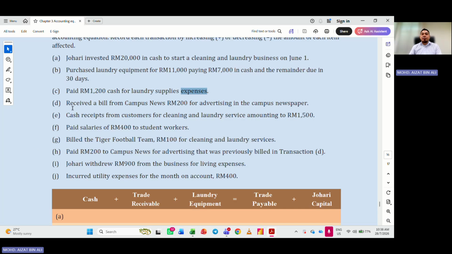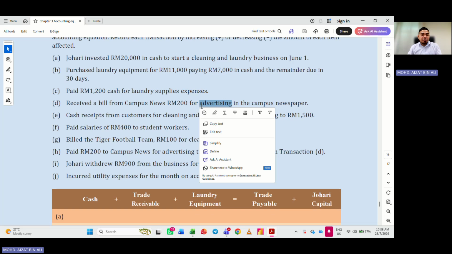Okay, next D. Receive a bill from Campus News, 200 ringgit. When we receive a bill, it means that we use their service and we haven't paid for it yet. Okay, so in this case, when we use their service, what for? For advertising. Advertising is a type of expenses. Okay, so it goes under owner's equity. And since we haven't paid for it yet, they are our trade payable, Campus News. Okay, they are our trade payable. So we are going to record it under trade payable as well.